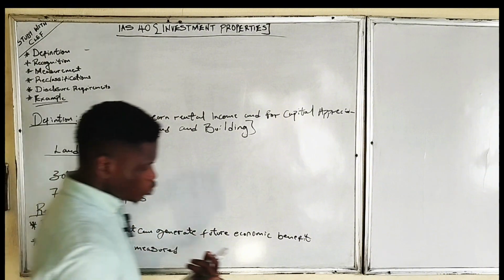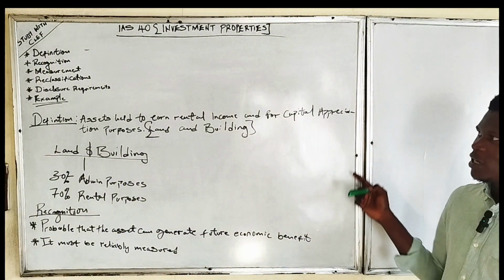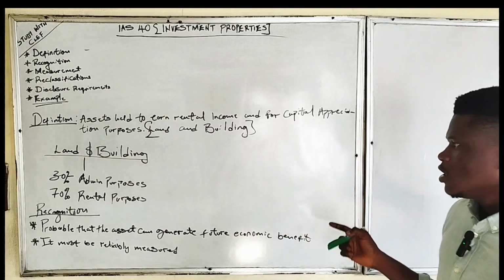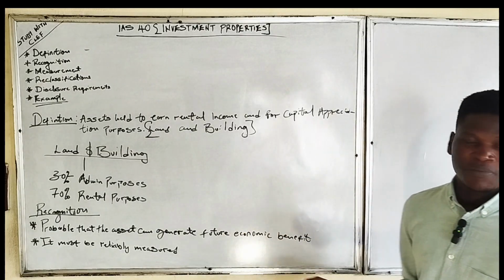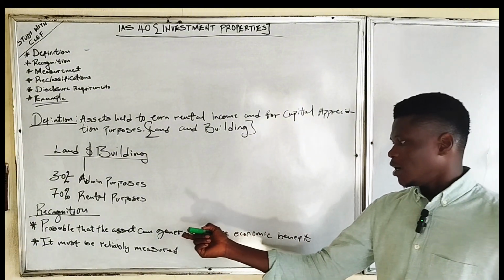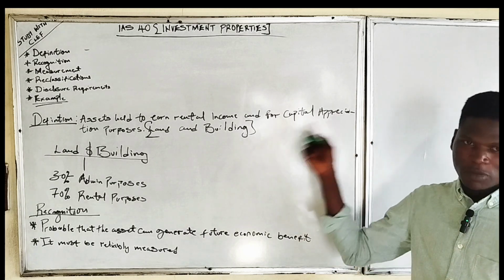So unless these two requirements are met, an asset cannot be classified as investment property. Don't forget, if for example I have a building which I cannot actually state will generate future economic benefits, then it is not considered an investment property.